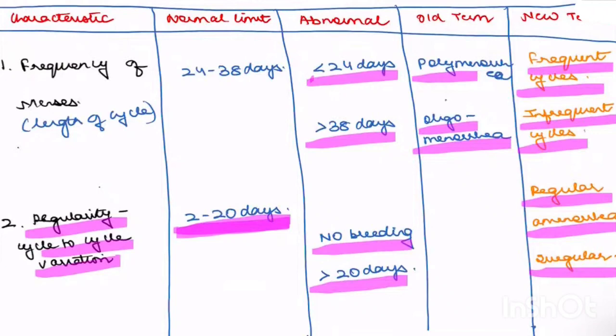So how many of you, if I ask are your cycles regular, would say no ma'am, sometimes it comes 2 days early, sometimes 3 days late. If the variation is 2 to 20 days, that is normal variation. Are you understanding this? As soon as I ask a patient whether her cycles are regular, she will say no no ma'am, sometimes 3 days early, sometimes 4 days late. 2 to 20 days is a normal variation. If the variation is more than 20 days, then only say that your cycles are irregular. So normal length of the cycle is between 24 to 38 days, and regular means that the variation is 2 to 20 days.